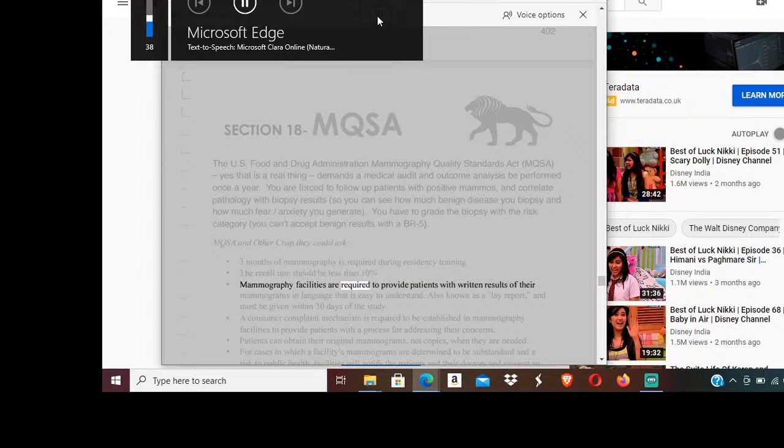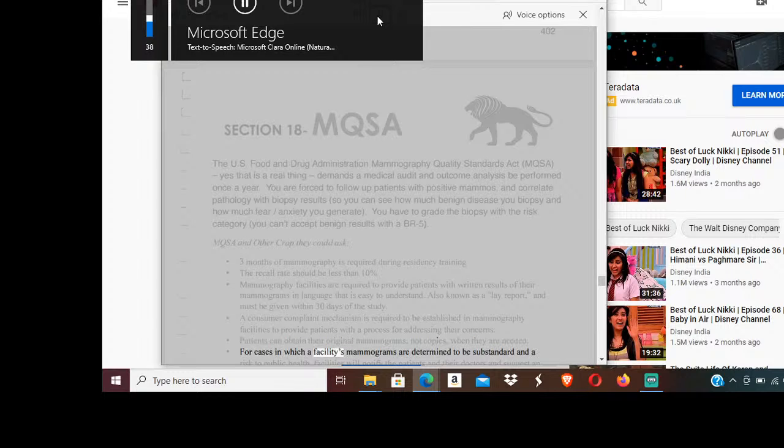Mammography facilities are required to provide patients with written results of their mammograms in language that is easy to understand, also known as a lay report, and must be given within 30 days of the study. A consumer complaint mechanism is required to be established in mammography facilities to provide patients with a process for addressing their concerns. Patients can obtain their original mammograms, not copies, when they are needed.